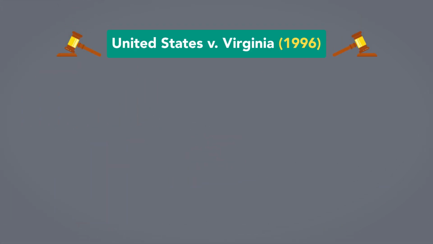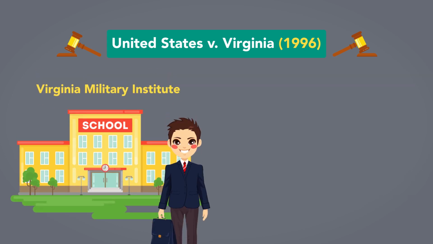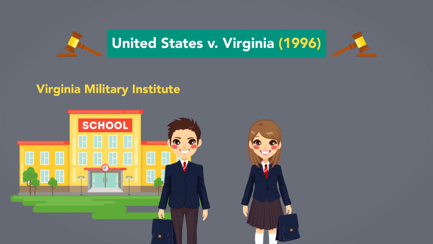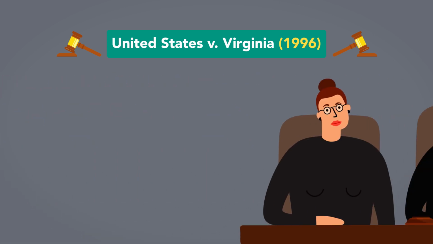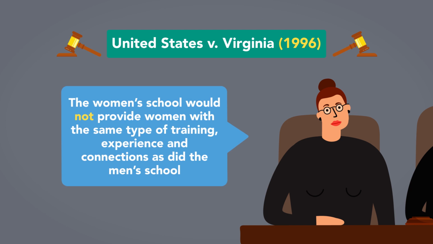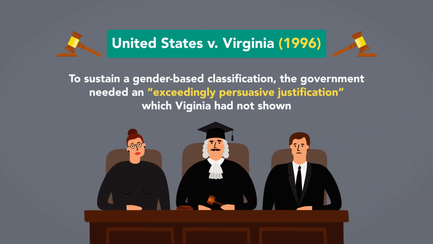20 years later, in U.S. v. Virginia, the Supreme Court ruled unconstitutional the operation of the Virginia Military Institute, a state school which operated as a men-only institution. While the state had established a comparable school for women, the Virginia Women's Institute for Leadership, Justice Ginsburg's majority opinion ruled that the women's school would not provide women with the same type of training, experience, and connections as did the men's school. The court's ruling further states that to sustain a gender-based classification, the government needed an exceedingly persuasive justification, which Virginia had not shown.